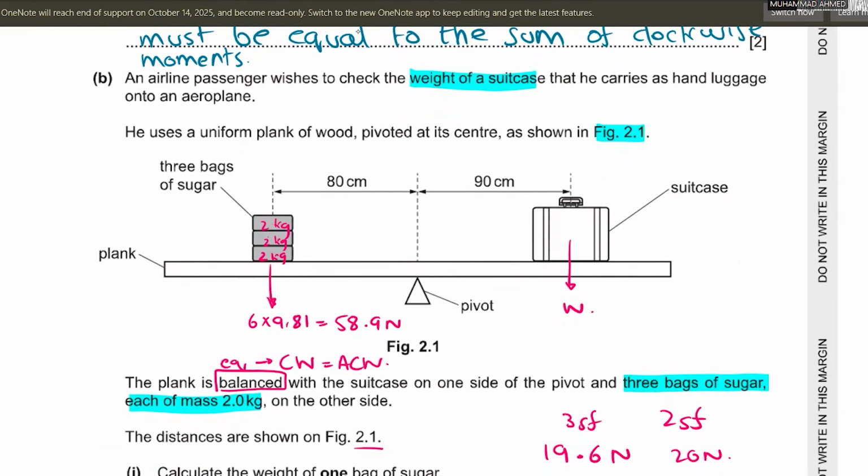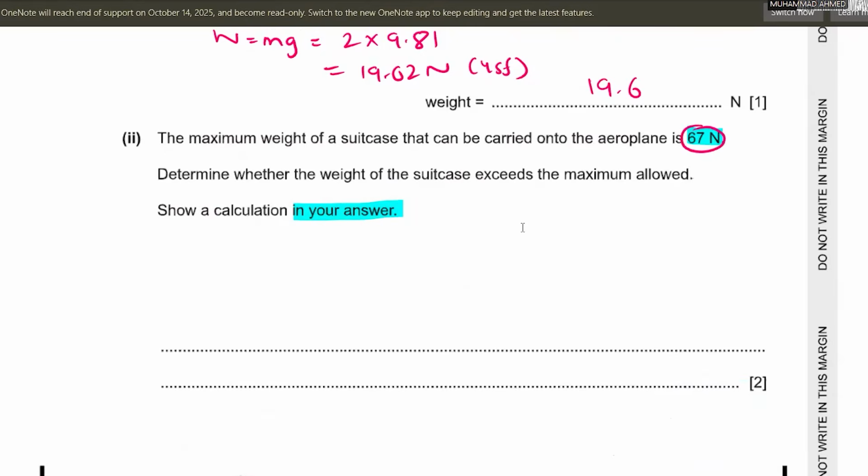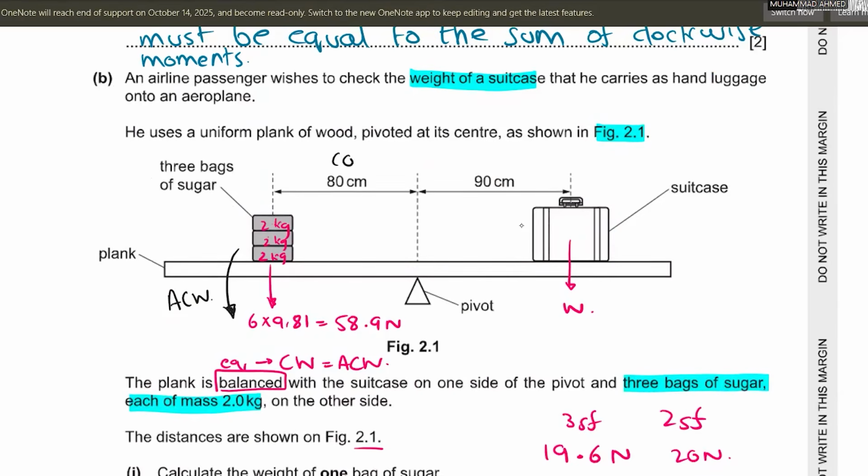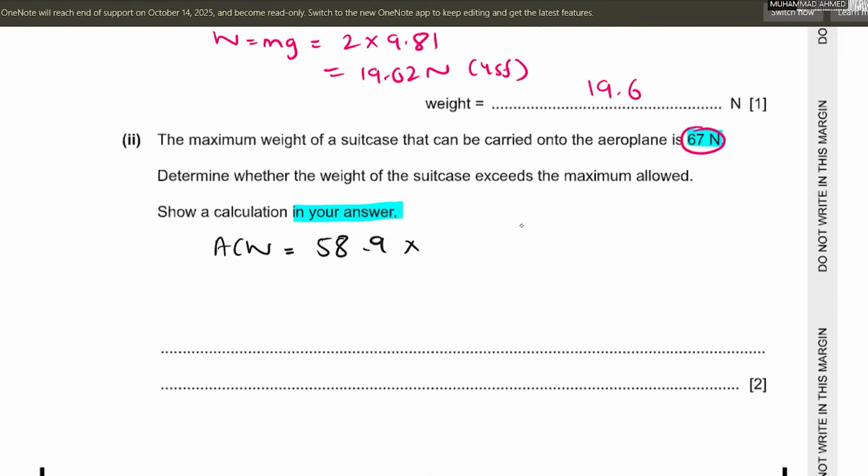Can you realize this weight of the bags of sugar will cause the plank to turn in which direction? Anti-clockwise direction. Can I calculate the anti-clockwise movement? Anti-clockwise movement निकाल सकता हूँ जी सर. Bags of sugar का weight क्या है? 58.9. Distance क्या है? 80 centimeter. Let's convert it into meter. 0.8 आ गया. Okay.